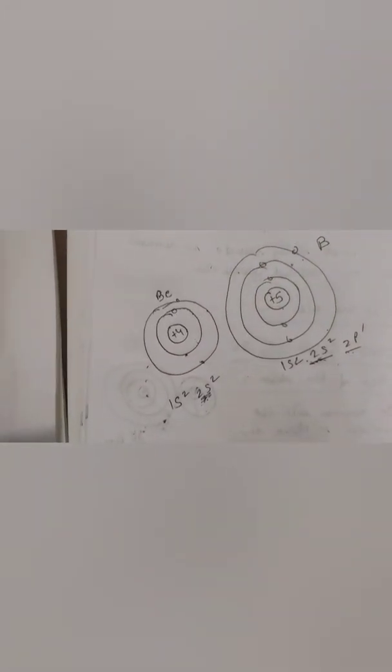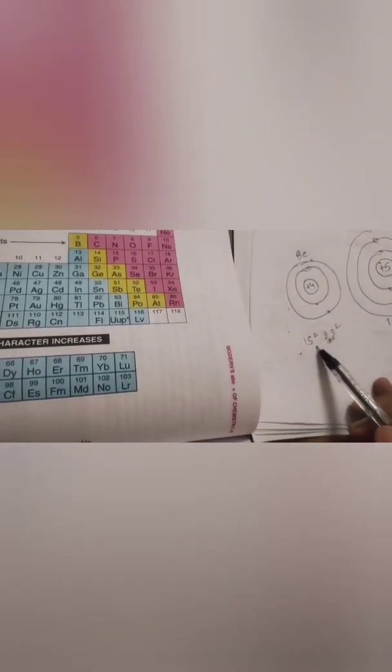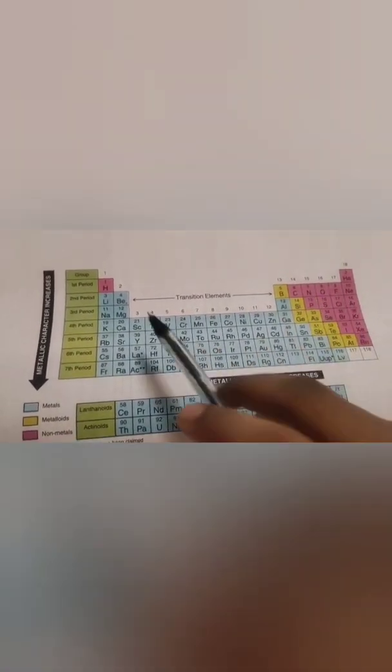beryllium. So that's why, when we move from left to right across the period, the ionization enthalpy increases. But in the case of beryllium and boron, beryllium has more ionization enthalpy because it is difficult to remove an electron from its outermost shell, and the ionization enthalpy of boron is lesser. So this is an exception.